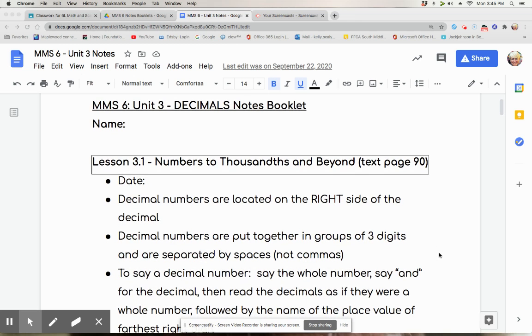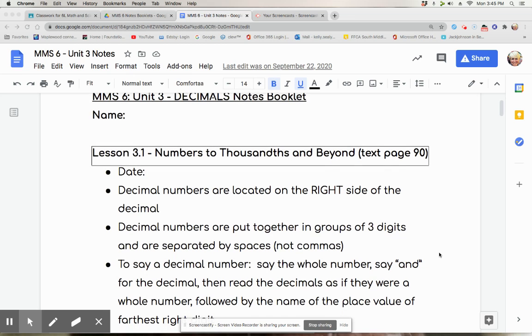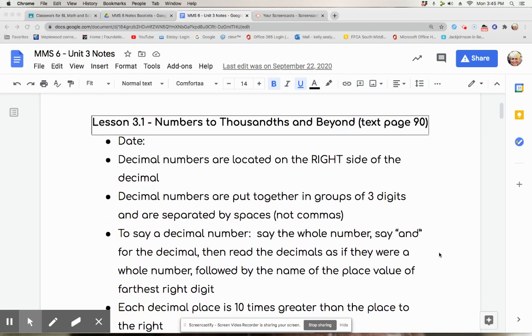In Lesson 1, this lesson was about numbers to thousandths and beyond. Decimal numbers are located on the right side of the decimal. Decimal numbers are put together in groups of 3 digits, separated by spaces, not commas like we do in whole parts of numbers. To say a decimal number, we say the whole number, then we say "and" for the decimal, and then we read the decimals as if they were a whole number, and we follow with the name of the place value of the farthest right digit.